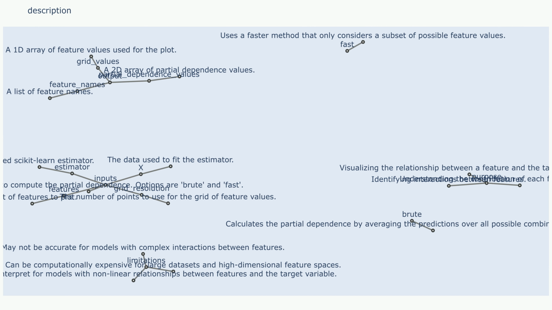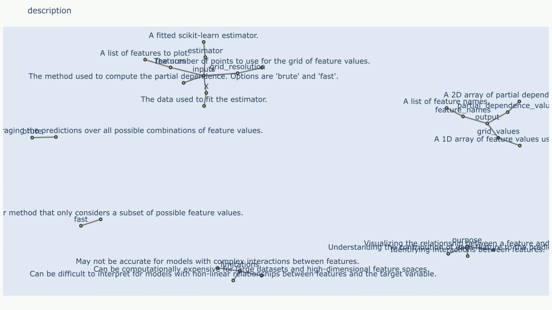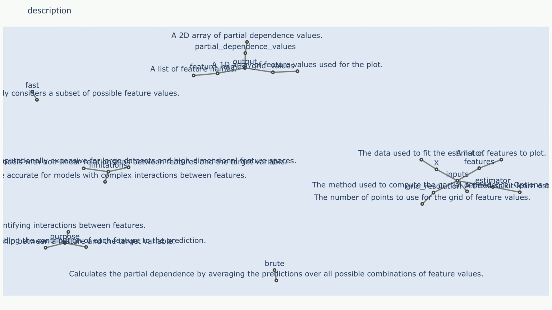Here's a breakdown of scikit-learn's implementation of PDPs. 1. Key functionality. sklearn.inspection.partial_dependence. This function computes the partial dependence of a target variable on a set of features. sklearn.inspection.plot_partial_dependence. This function visualizes the computed partial dependence values, providing insights into the feature-target relationship.